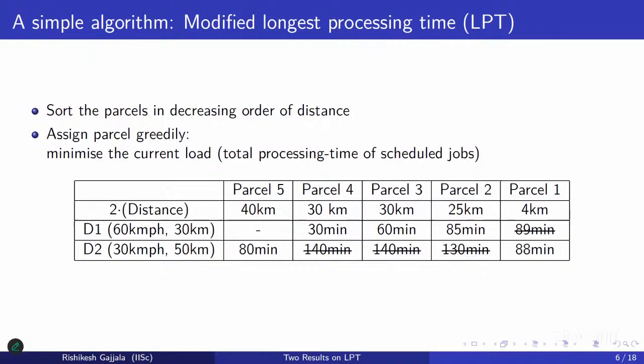Now, for the second parcel, it has enough coverage to go to both drone 1 and drone 2. Had it gone to drone 1, it would take 30 minutes. Drone 2 already had an 80-minute job, and this is another 60 minutes, so it would take 140 minutes. So if you keep minimizing greedily, you should assign this to drone 1, and you keep doing this repeatedly, and you get an allocation.